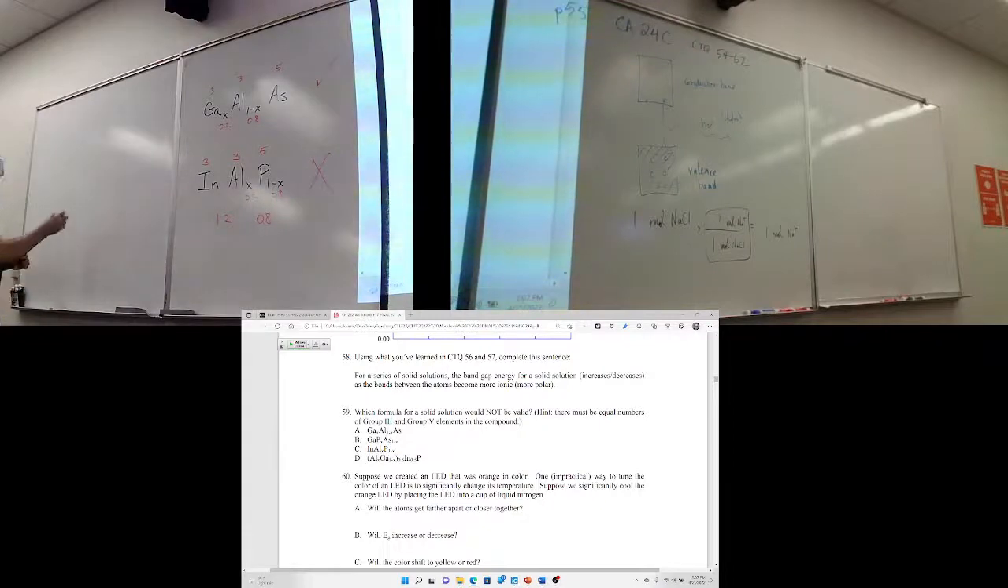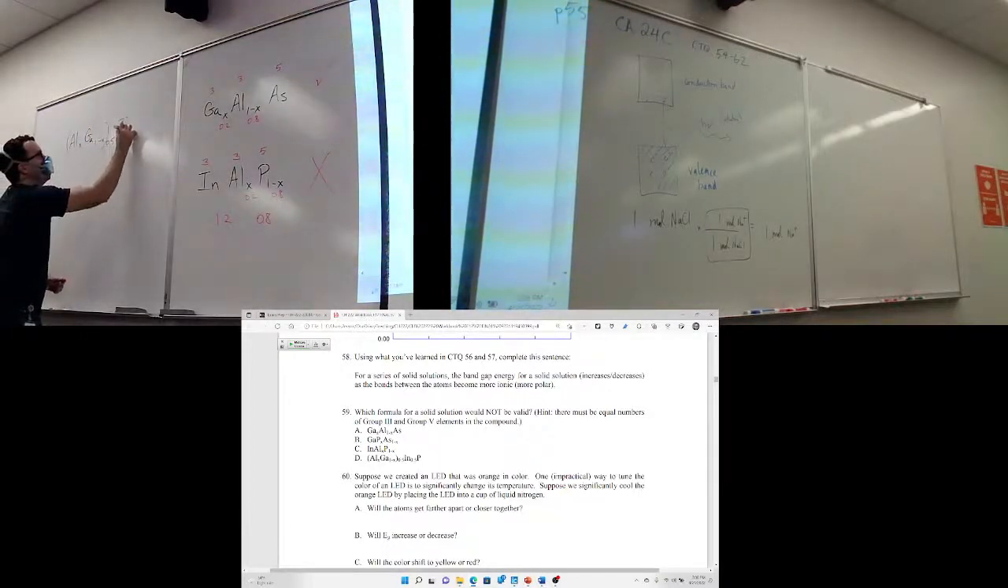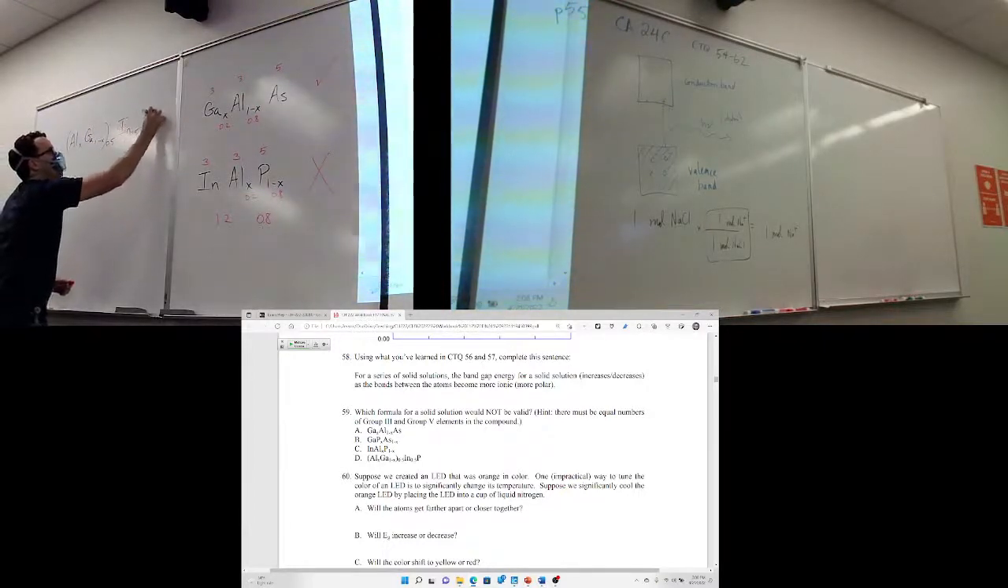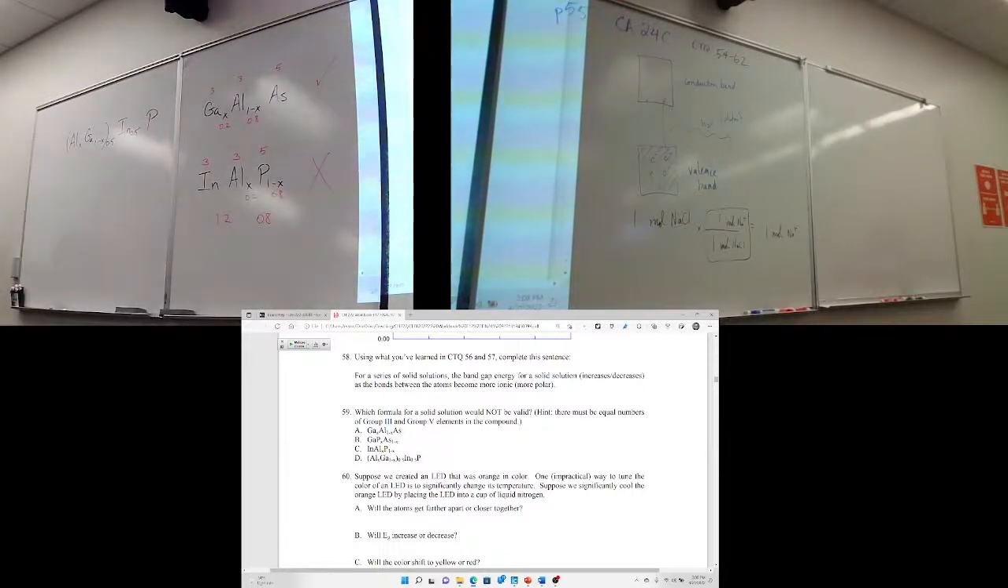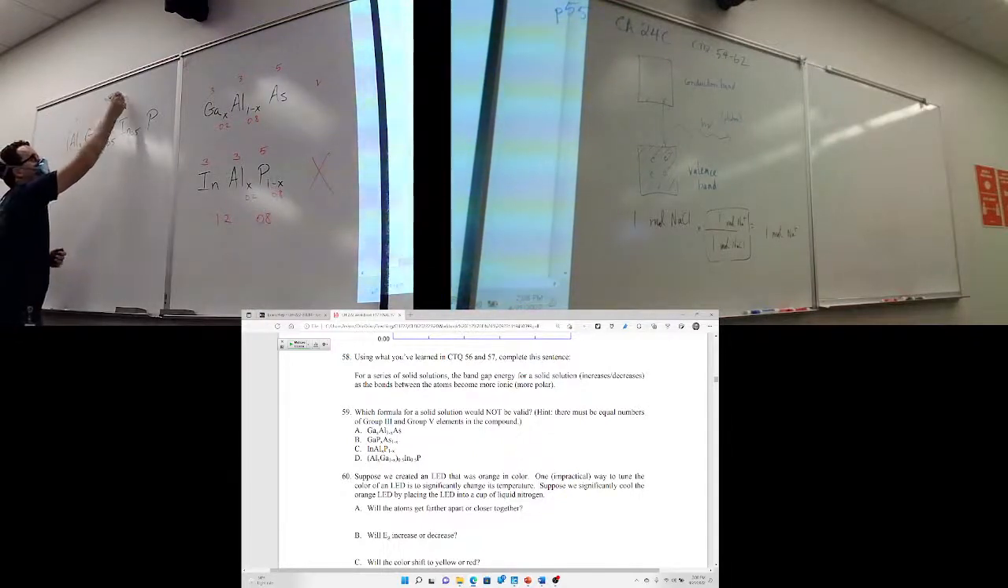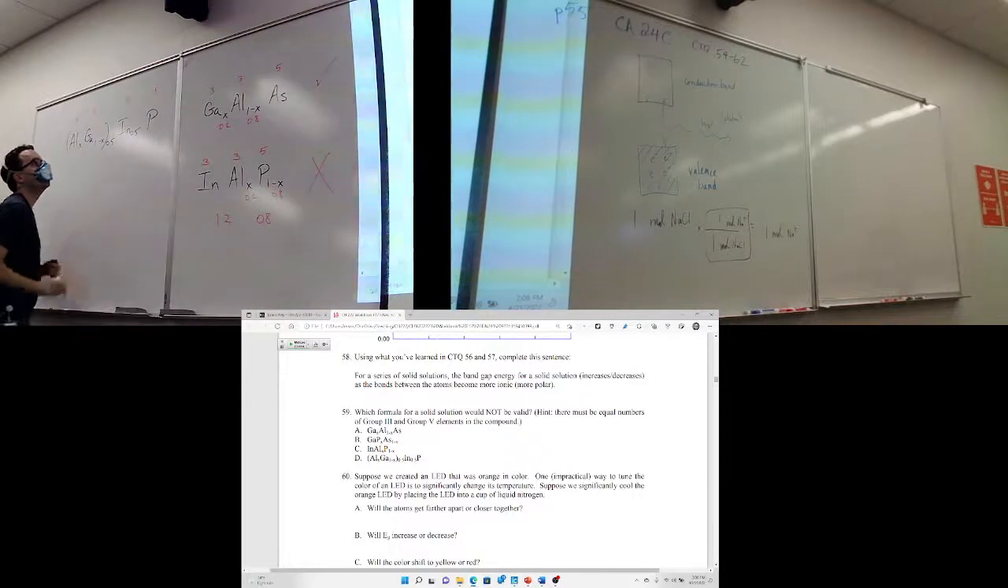The last one is a kind of a doozy. AlxGa1-x, 0.5, indium, 0.5, and then phosphorus. So again, do the same thing. Just kind of label everything so you can see it. This has got 3 valence electrons, this is 3, this has got 3, and that's got 5. So 1 of the 5, so far so good.